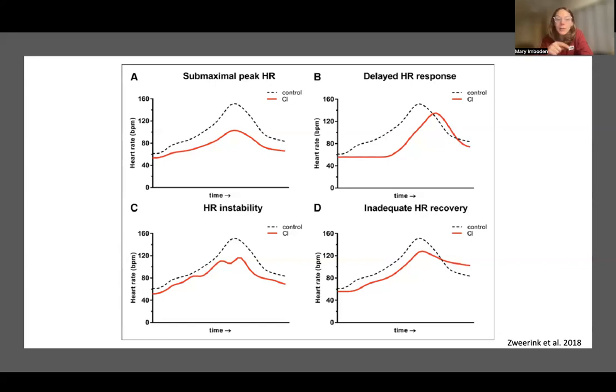Heart rate instability, so you're seeing this more wavy line with large changes and not steady state. And then inadequate heart rate recovery, our heart rate is staying up, doesn't get as high as we need it to meet demands, potentially similar, like when we're compared to the control, but then also it stays higher later. And heart rate recovery is something that actually is associated with prognosis. So poor heart rate recovery is going to be a risk factor for more complications, as well as cardiac mortality being one of those complications.